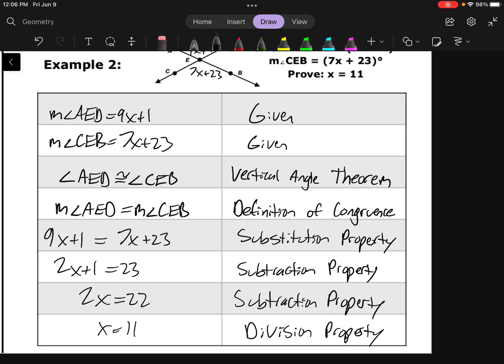That one was kind of tricky with the definition of congruence having to be thrown in there. Hopefully you guys caught it. And if you didn't catch it, hopefully you'll catch it next time. And that wraps this up.